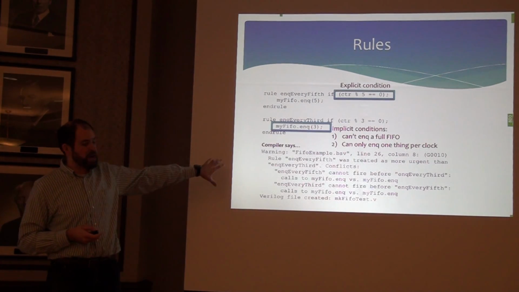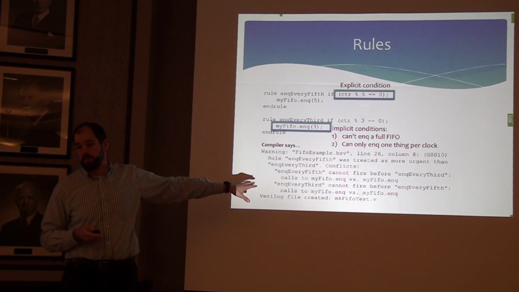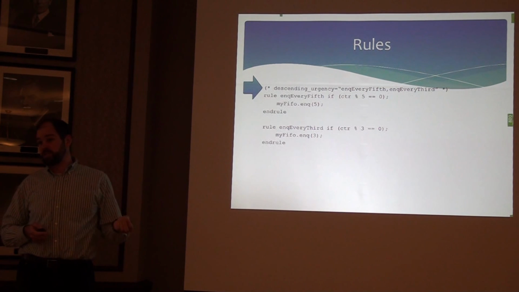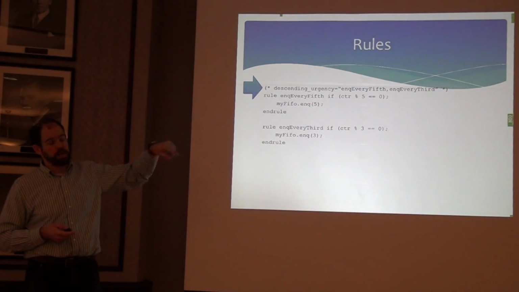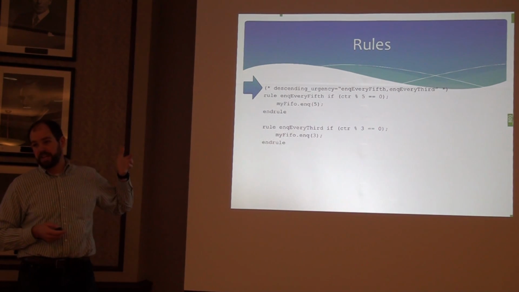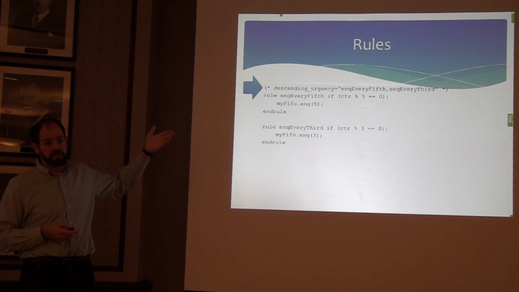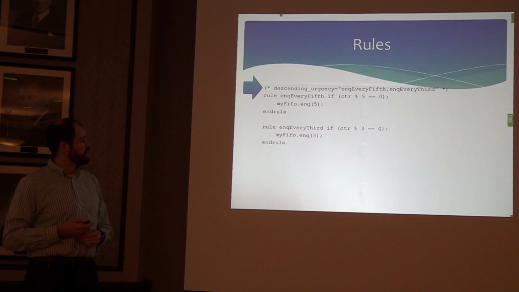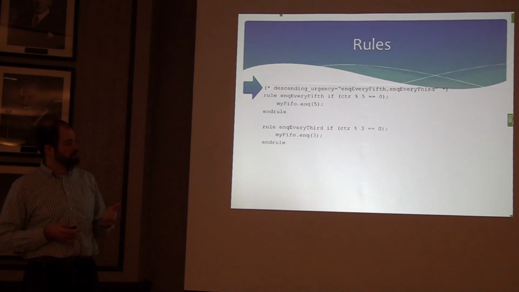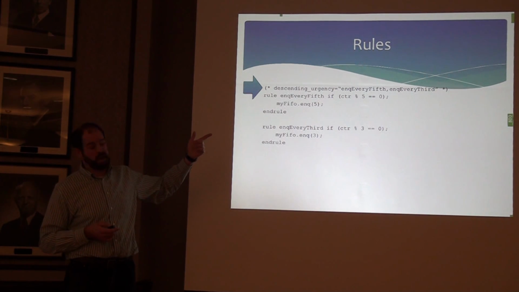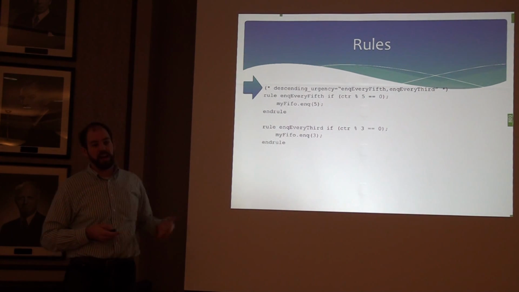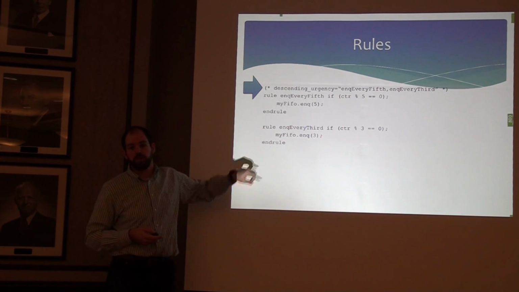Okay, so we got this compiler warning. It says, I don't know which one you intended to be higher priority. You can give it a directive that says descending urgency, enqueue every fifth and enqueue every third. It says when those rules conflict, treat enqueue every fifth as more important. So when it's 3, 6, 9, 12, it'll enqueue a 3. When it hits 15, it'll enqueue a 5, because this rule overrides this rule.